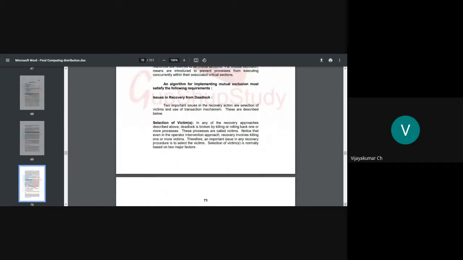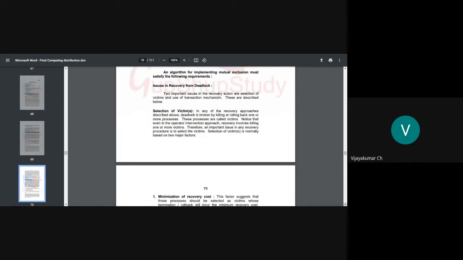An algorithm for implementing mutual exclusion must satisfy the requirements. The first one is issues in recovery from deadlock. There are two important issues in the recovery action: selection of victims and use of transaction mechanism. The first one is selection of victims. The second one is use of transaction mechanism. Let us see what is selection of victims.